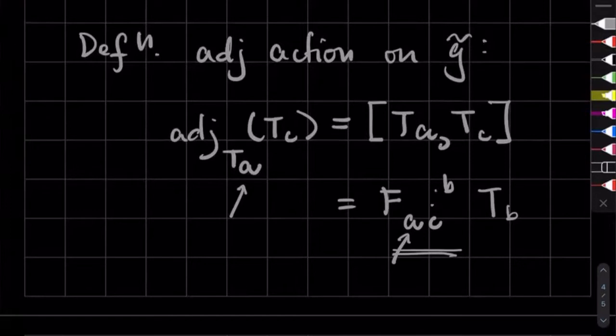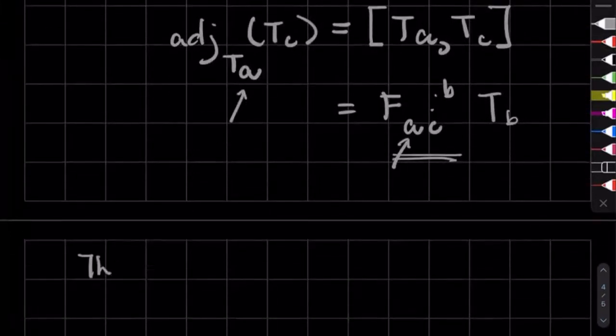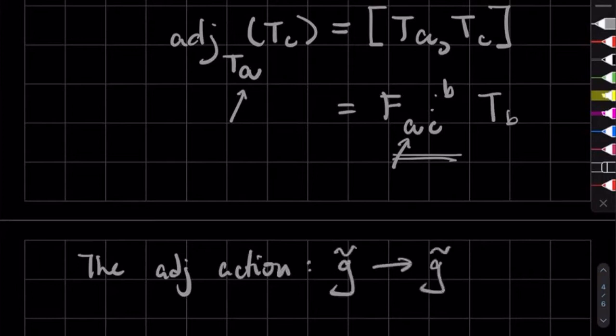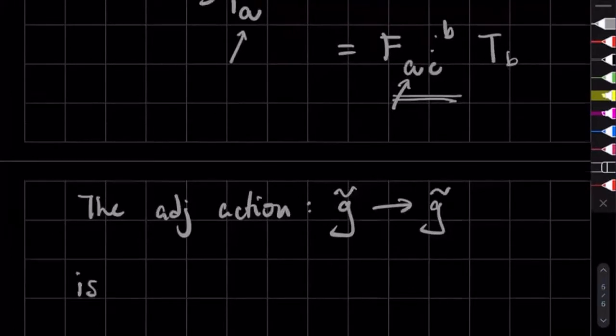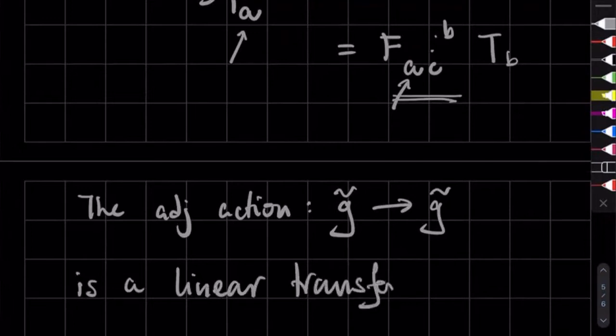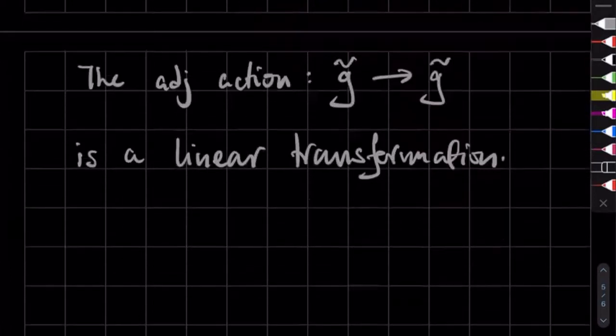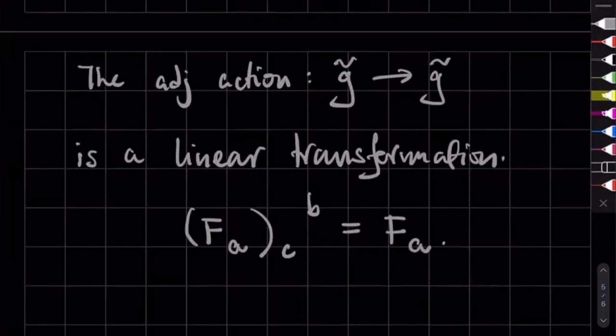So we can think, so the adjoint action, which is an action from G tilde to G tilde, is a linear map, is a linear transformation, because it's represented by a matrix. So let's formalize this. Let us define the matrix F of A and its CB element to be F of A CB.